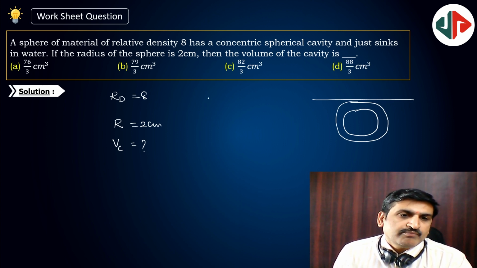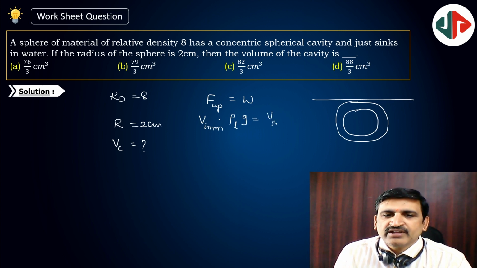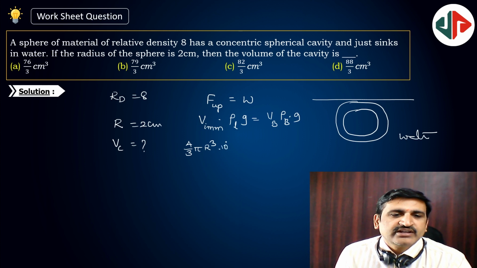So upthrust, buoyant force, is equal to weight of the body. Upthrust is volume of the body immersed into density of the liquid into gravity. Weight is volume of the body, whatever the volume, that means the cavity you have to remove, into density of that particular body into gravity. So here volume of the body immersed is 4/3 pi R cube into density of the liquid. Here it is water, right? 10 power 3 you can take, and gravity gets cancelled.